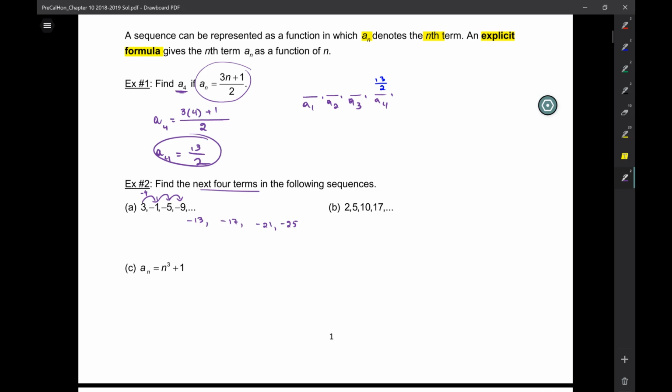All right, what about the next one, B? How do you get from 2 to 5? What do you do? Add 3, and then what do you do? Add 5, and then what do you do? Add 7. So what's the pattern?